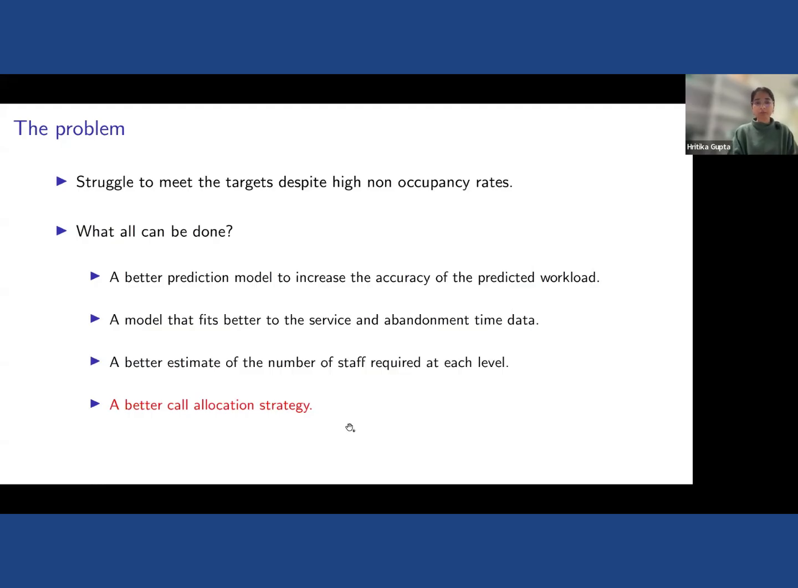And the last one, which I focused on, is finding a better call allocation strategy. A call allocation strategy refers to the rules that a call center uses to assign an incoming call to an agent. So in a call center, there are different ways of assigning an incoming call to an agent. And I will talk about some scenarios where you can find an optimal way of doing this.